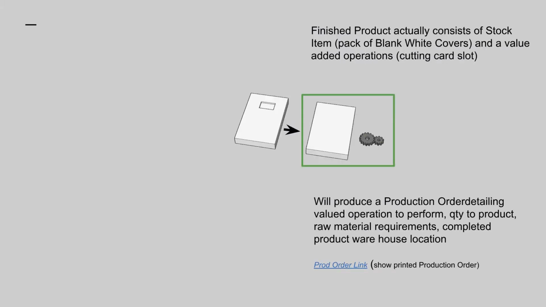So that ends up being a production order, a piece of paper that gets printed out and shows up in their production department that says, do this, make this many, this is what you're going to need to make it, and when it's done, this is where I want you to put it.